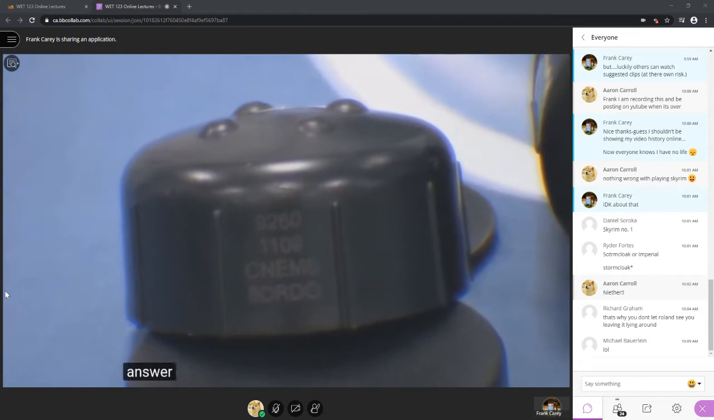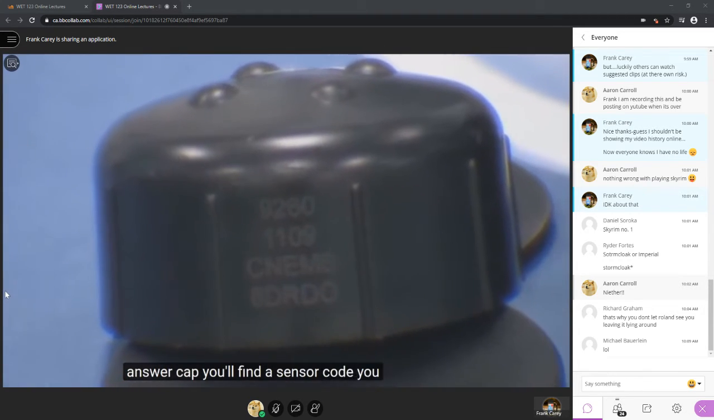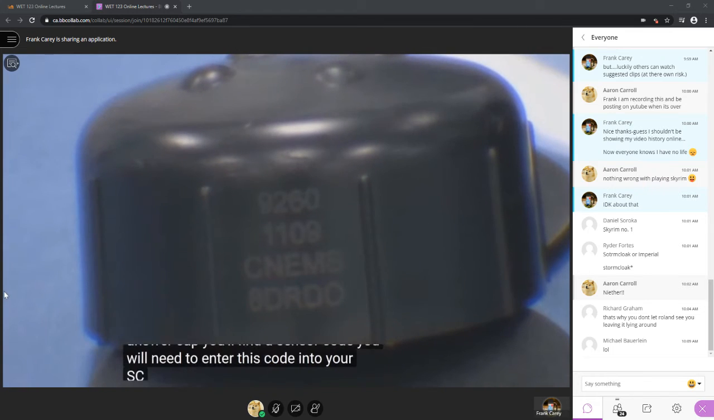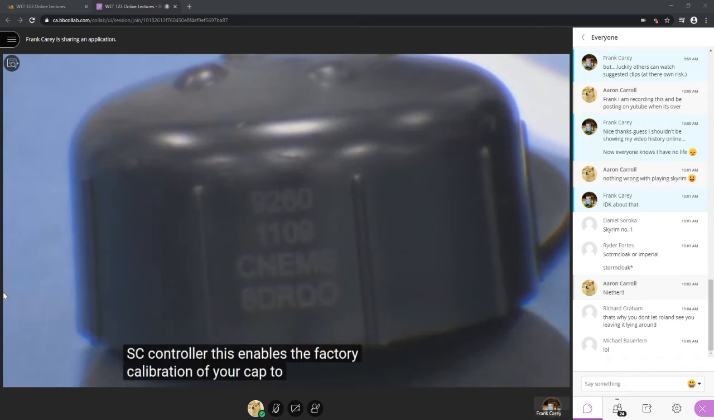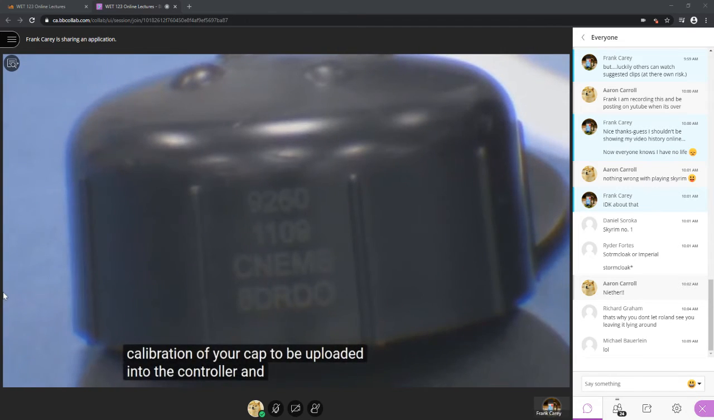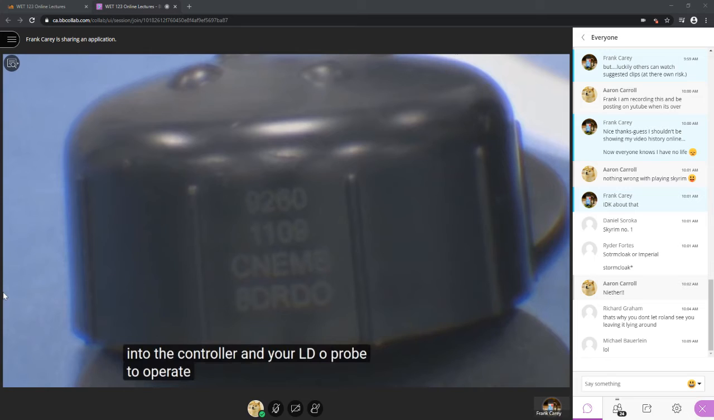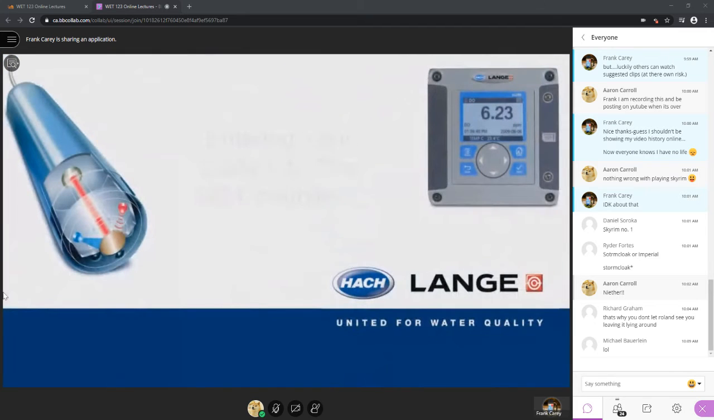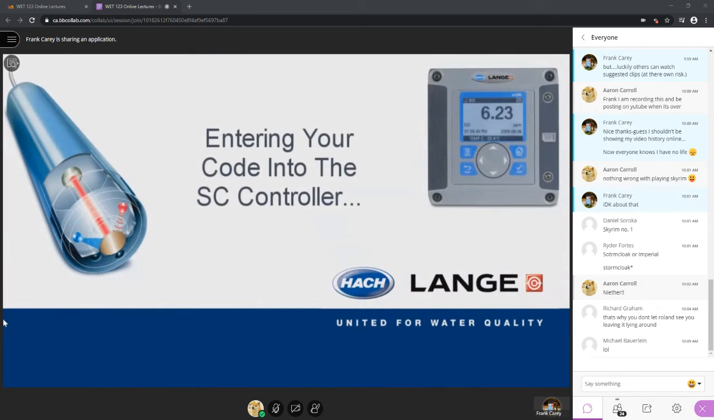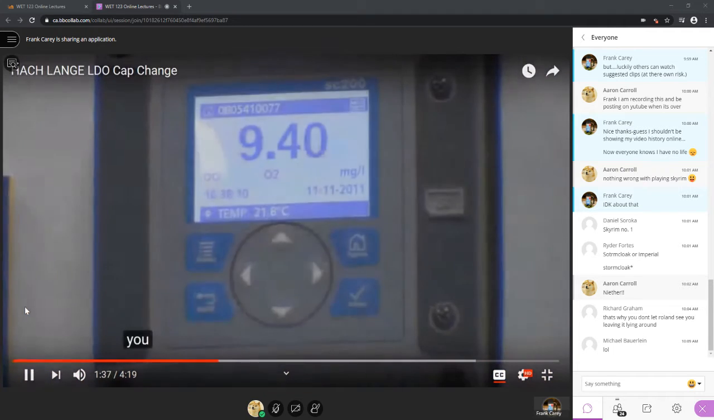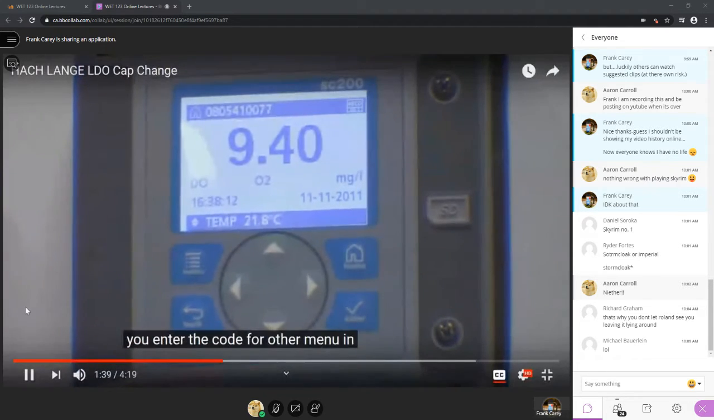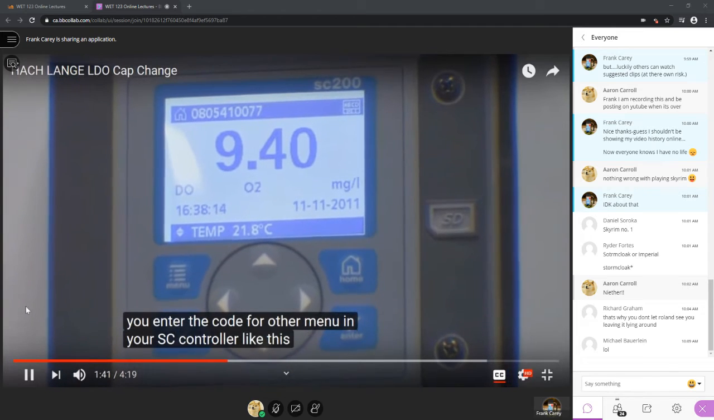On your new sensor cap, you'll find a sensor code. You will need to enter this code into your SC controller. This enables the factory calibration of your cap to be uploaded into the controller and your LDO probe to operate correctly. You enter the code via the menu in your SC controller like this.